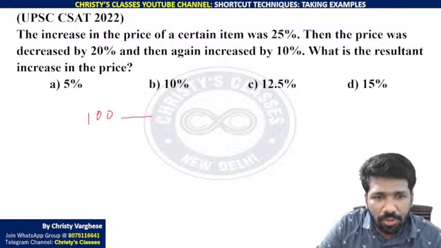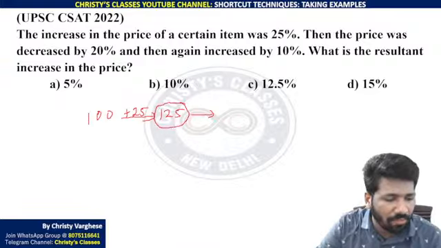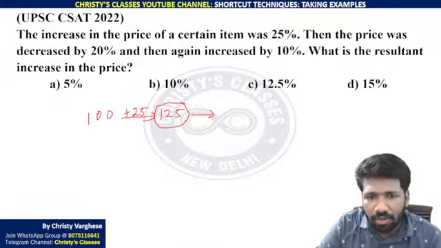A 25% increase to the 100, 25% added means 25 is added. So that will become 125. So the new price is 125. Then the price was decreased by 20%. 20% of 125 is decreased. Again, Mendel math will help you. 10% of 125 is 12.5, shifting one decimal to the left. 20% will be 12.5 plus 12.5, that is 25. That is how to do Mendel math.